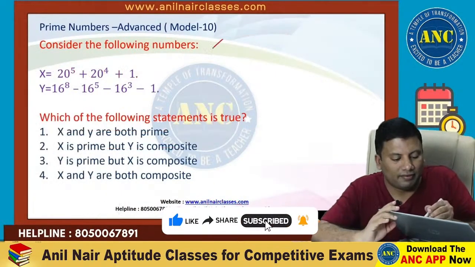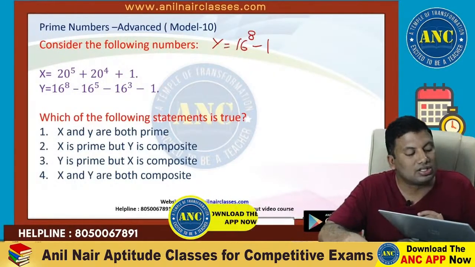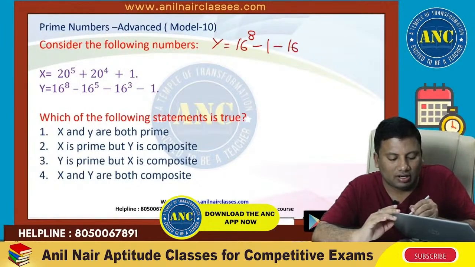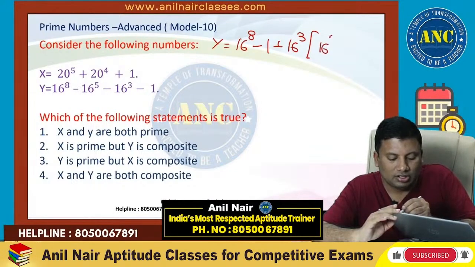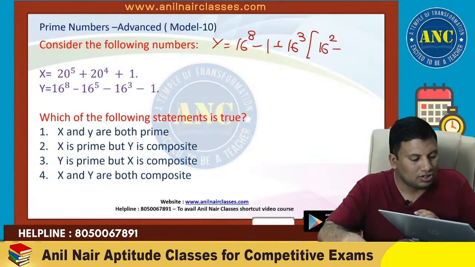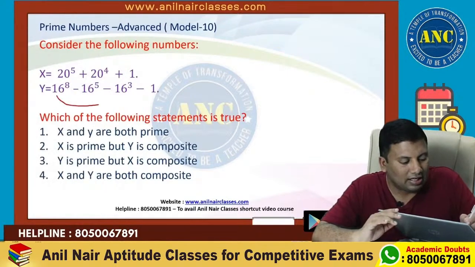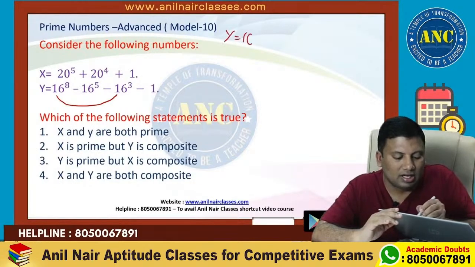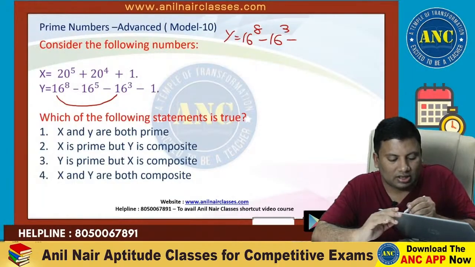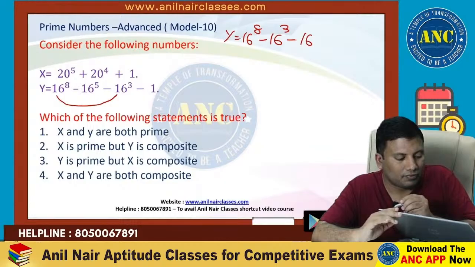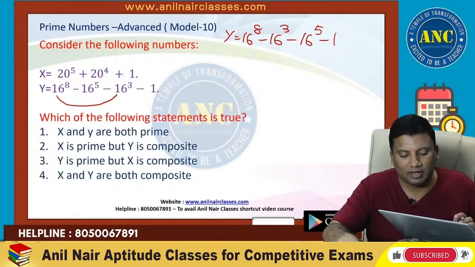Next one. This is nothing but y equivalent to, take the first and the last, 16^8 minus 1 minus 16 cube, 16 square, 16. Or we will write it like this so that we can reduce the step. I will take the first and third. y is 16^8 minus 16^3, minus 16^5 minus 1.